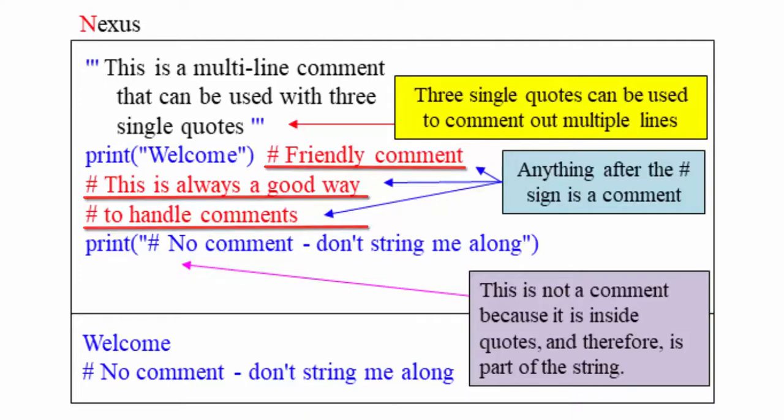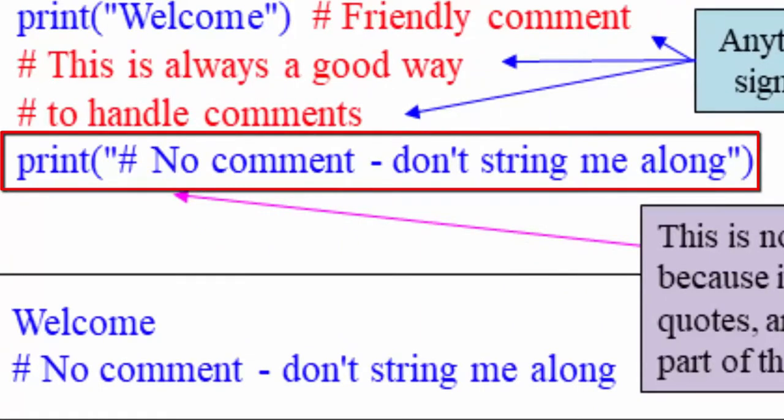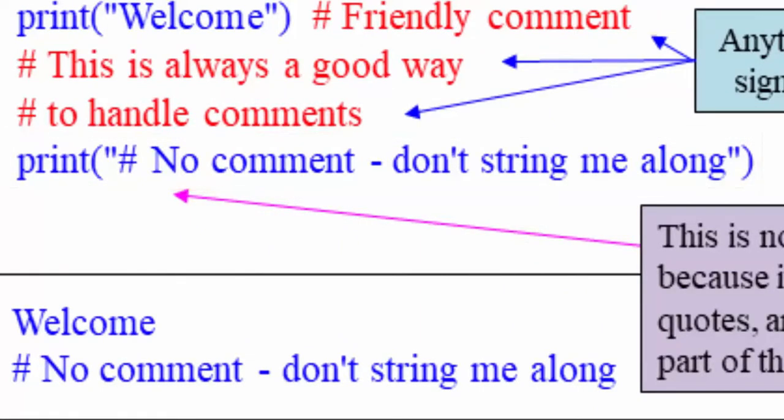But be careful here. Look at the next trick here. I'm going to do my print command in lowercase with a space, open paren. I've got double quotes. Then I've got the pound sign and I say no comment, don't string me along, and double quotes. That is not a comment because that pound sign is in between the double quotes, or it could have been in between single quotes, and that doesn't mean comment. That means print the pound sign.